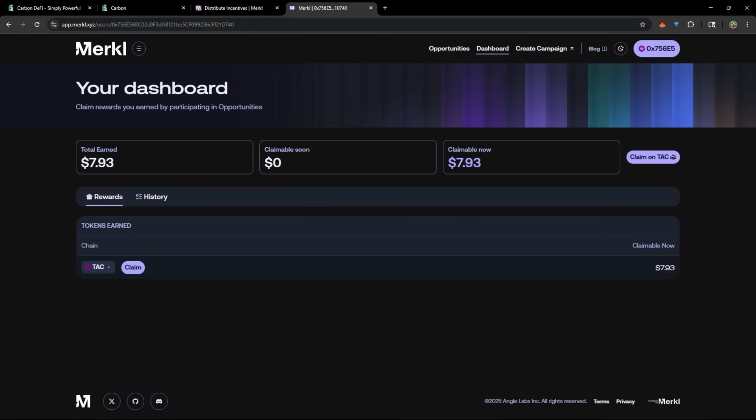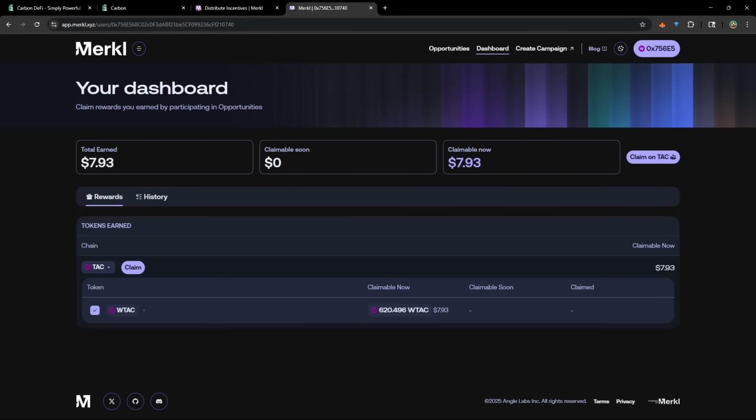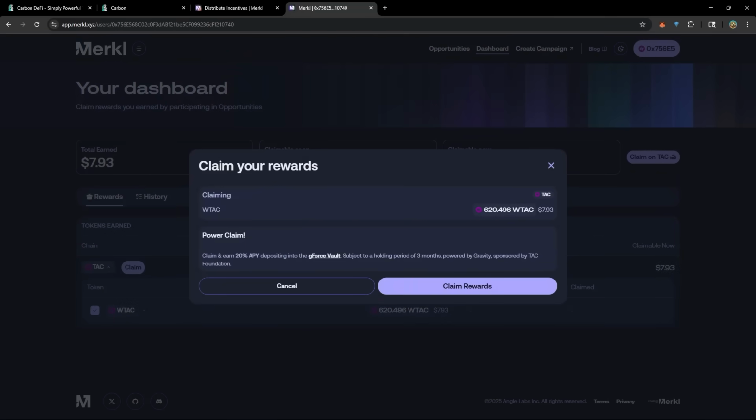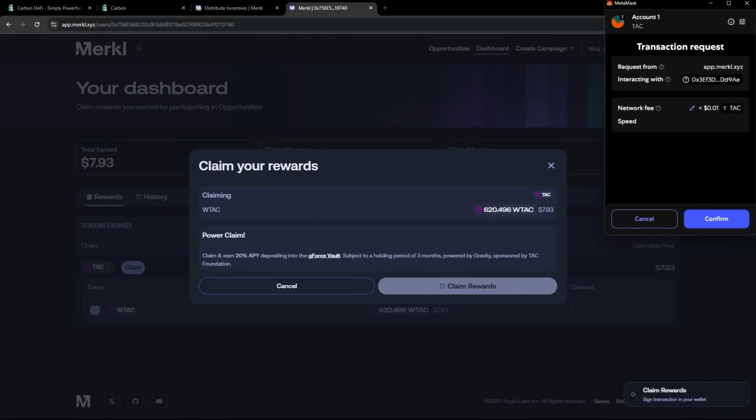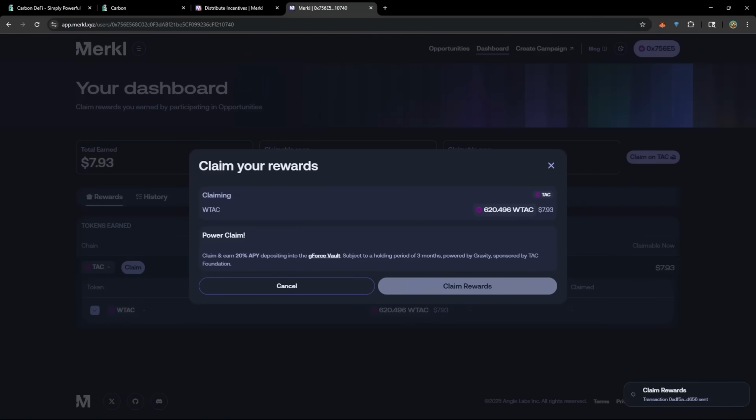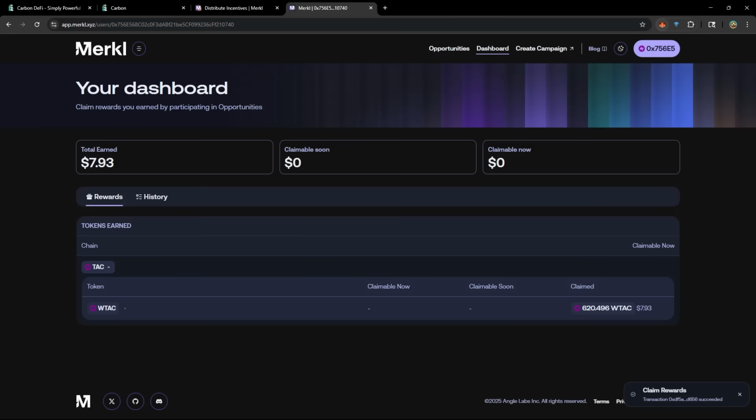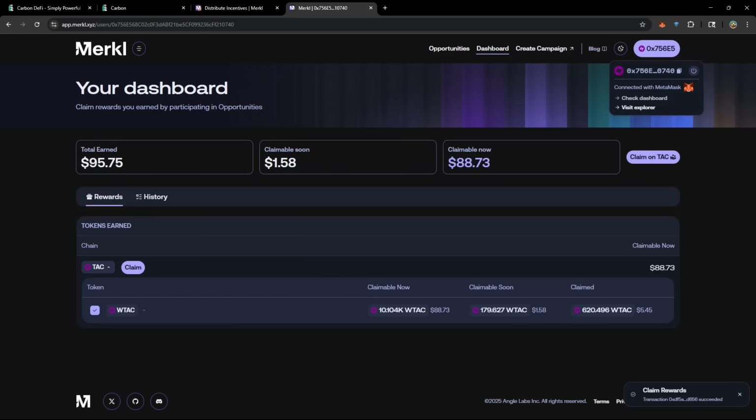It's now the next morning, and I can see that I've qualified for 620 wrapped TAC. So now I click Claim Rewards, and then confirm the transaction in my MetaMask wallet. And that's how you bridge to TAC, create strategies on CarbonDeFi, and claim liquidity mining incentives on the relevant token pairs. And finally, in the upper right, you can click on your MetaMask address in MERKL, and click Visit Explorer.